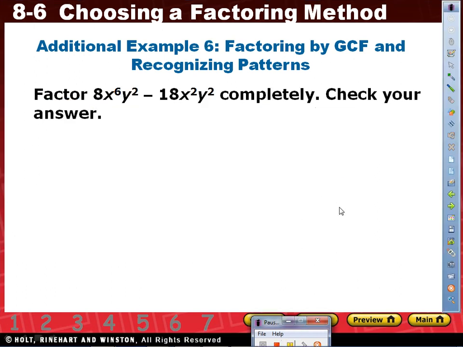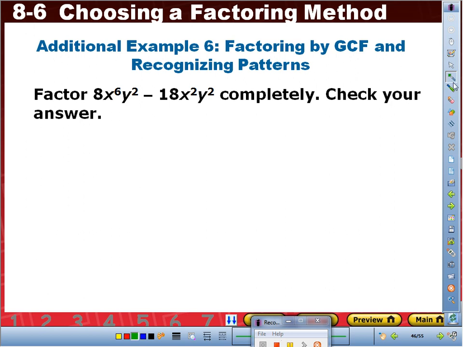Example 6. Copy this down. Example 6. It says, factor 8x to the 6, y to the second, minus 18x to the second y to the second, completely and check your answer. So they're saying that it's not factored. They're asking you to factor it. I'm going to give you a head start for this one and see if you can do that by yourself. Go through the steps and see what you get. Go.